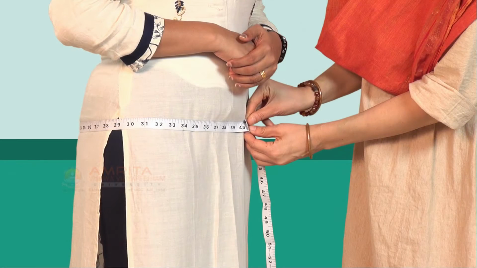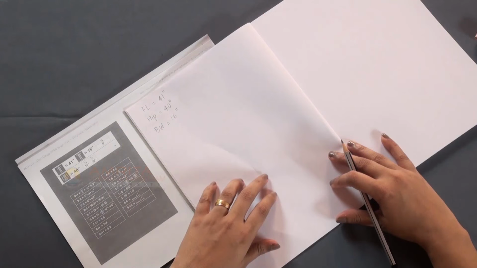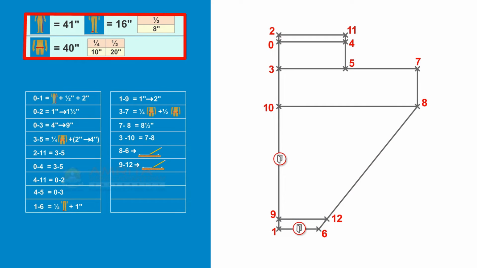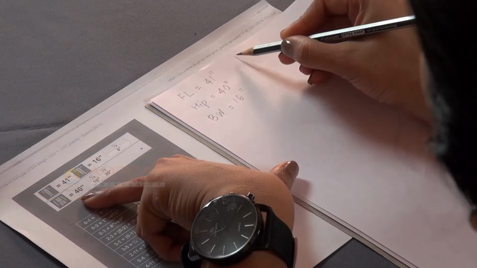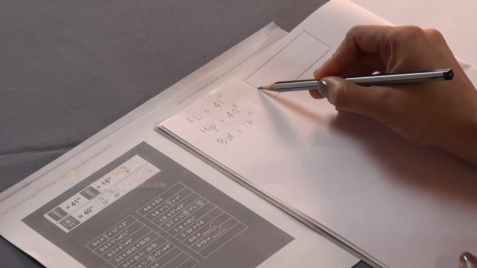In the previous session, we measured the different body measurements required for a pleated salwar. Note the measurements taken in your notebook. Here, the full length is 41 inches, hip circumference is 40 inches, and bottom width is 16 inches. From the drafting instructions, see if any fractions of the body measurements need to be taken. You can easily identify the divisions by checking the fractions written near the body measurement symbols.